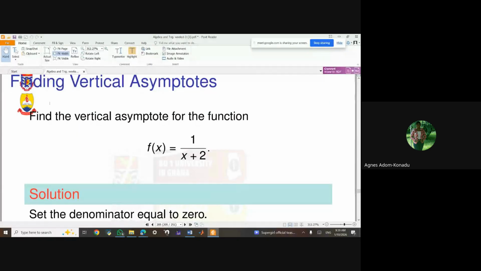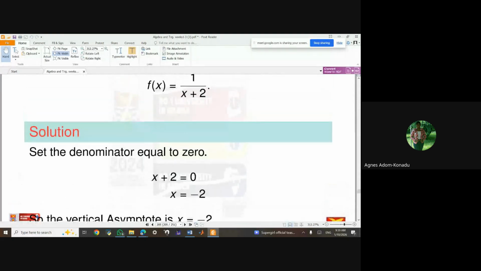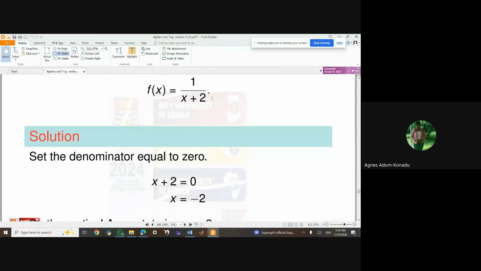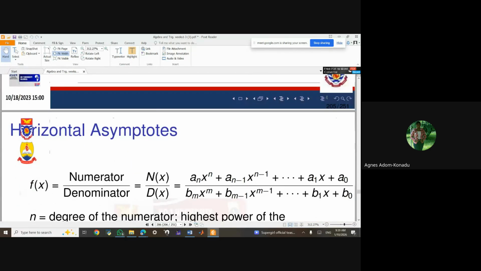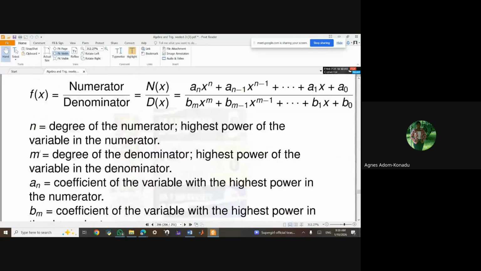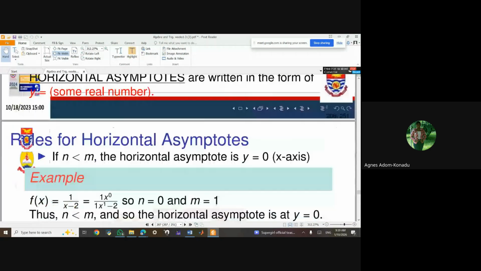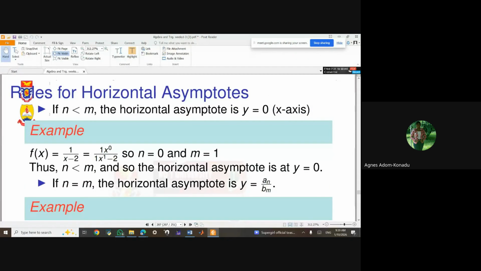So find the vertical asymptote. I've mentioned that you equate x plus 2 to 0. So that will be your -2. That is your vertical asymptote. And the horizontal asymptote, I'll give you the 3 rules. So you know how to find the horizontal asymptote.